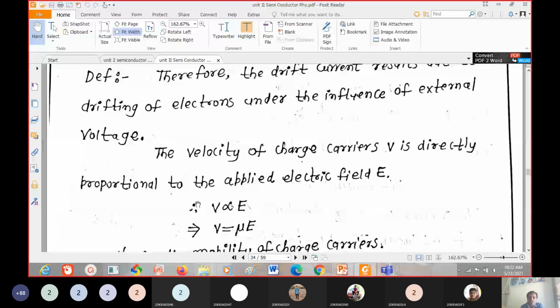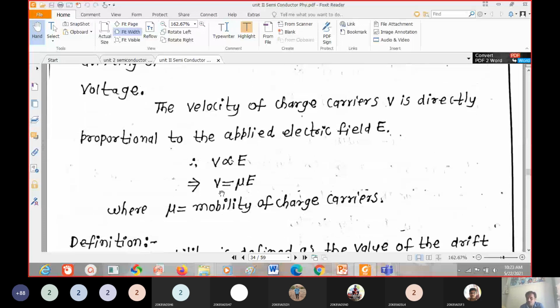So v is the velocity, and velocity is proportional to the electric field E. Here it means the drift velocity of the electrons is proportional to the electric field. There is a proportionality constant, so v equals mu times E. What is mu? Mu is the mobility of charge carriers. Mobility is different for electrons and for holes.